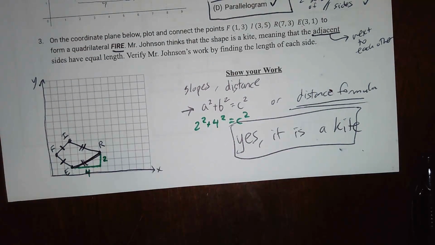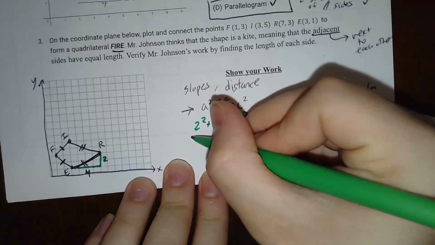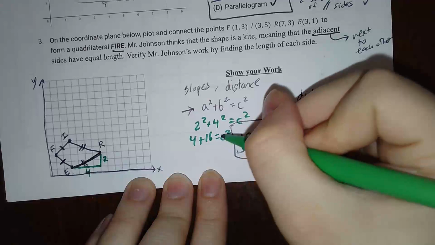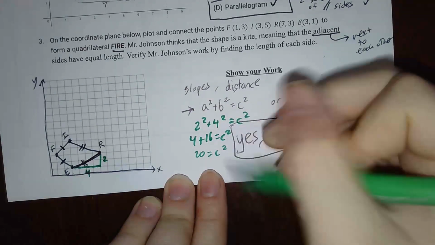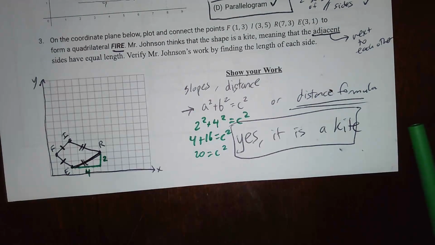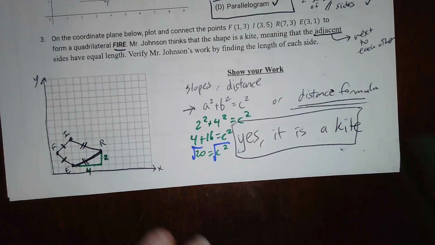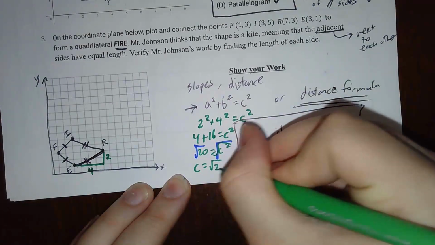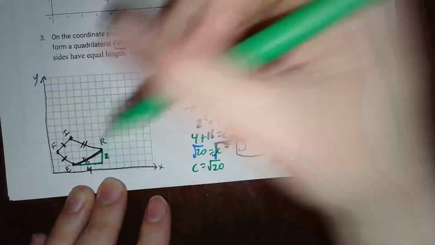I'll complete this first one right here just so you know that the answer is very possible to get. We get 4 plus 16 equals c squared. 4 plus 16 is 20. And if you take the square root of both sides, you'll get that the distance, or c, is equal to the square root of 20. And that is the length of ER. So ER is the square root of 20.